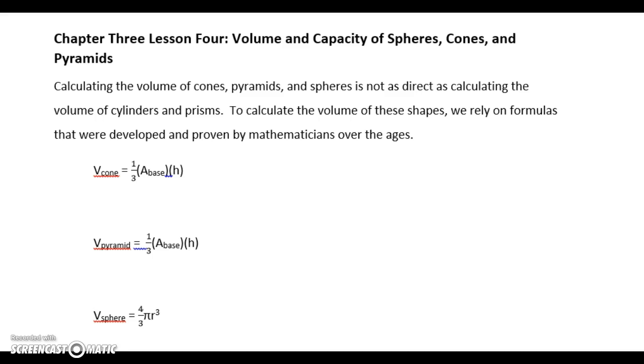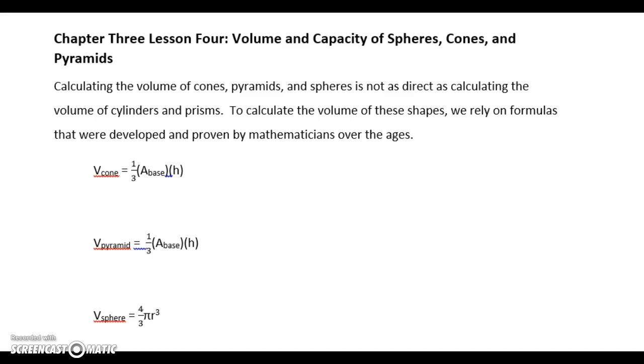So to calculate the volume of these shapes, we rely on formulas that were developed and proven by mathematicians over the ages. If you want to, you can go ahead and Google how they came up with this. But in this course, we're not going to worry about how they came up with these formulas. We're just going to trust that they work, okay?